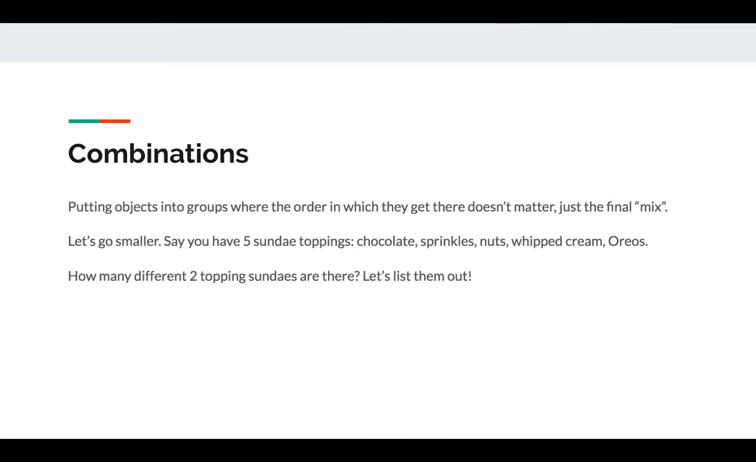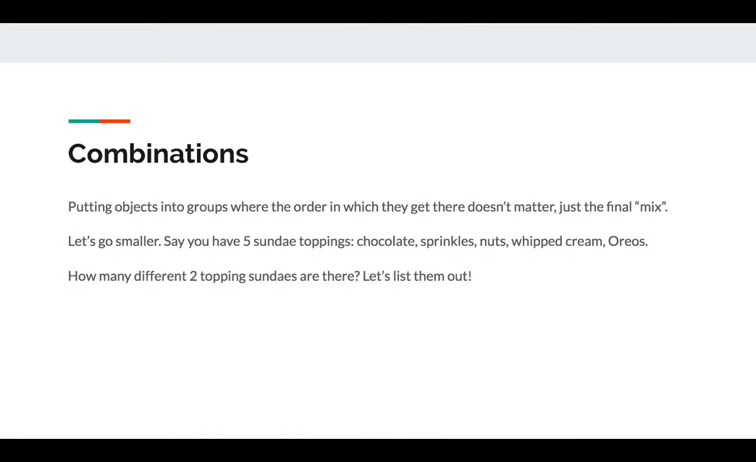And let's go to sugar. Let's say you have 5 sundae toppings. Chocolate syrup, rainbow sprinkles, of course, nuts for those who like those, fresh whipped cream, and Oreos. How many different 2-topping sundaes are there? So say you get to pick any 2 of these toppings. How many different ways could you pick 2?